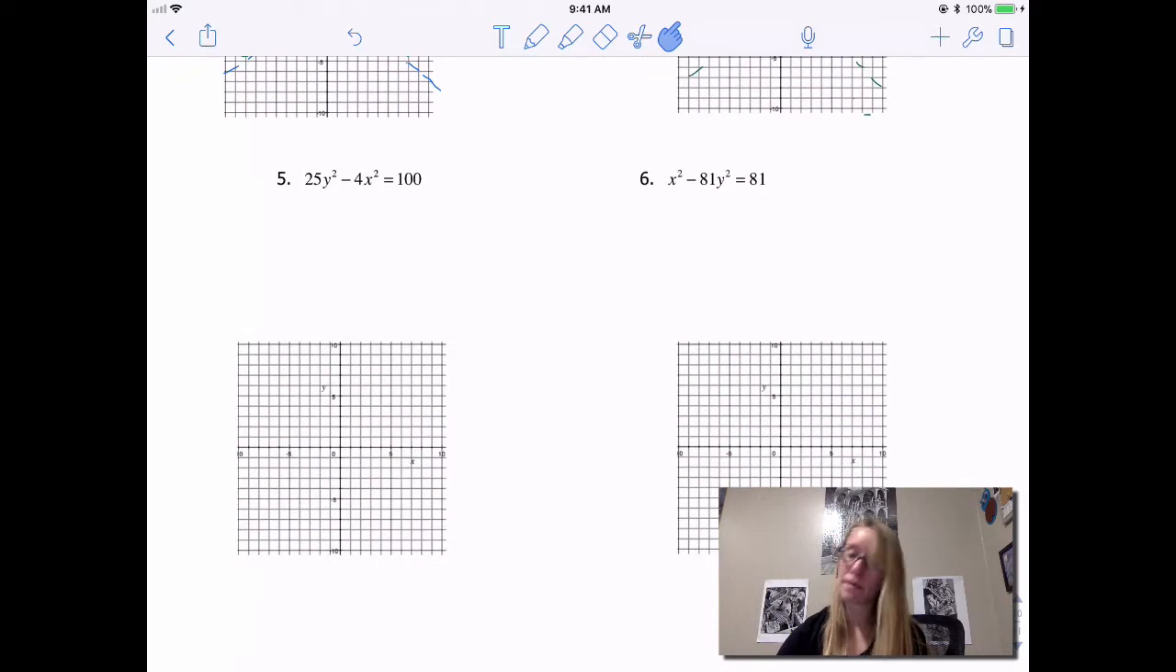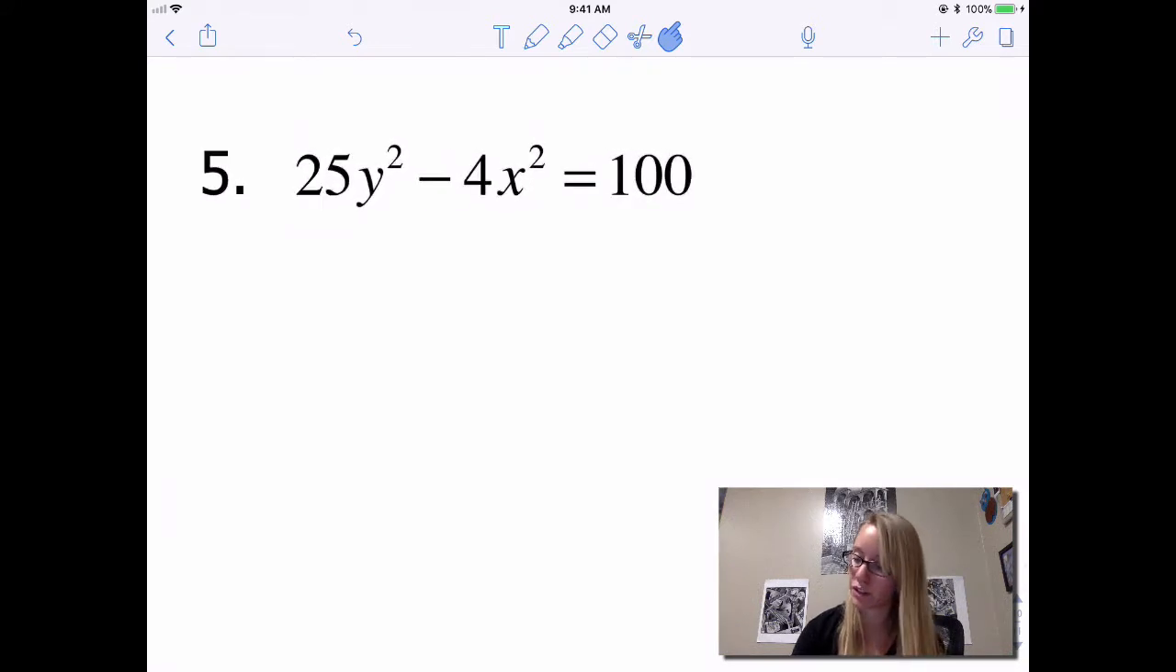So the last two, I would pause the video here, see if you can do these two, and then watch through to the end, make sure that your answers are correct. But otherwise, I'm just going to keep walking through. This has to be a 1, so I'm going to divide by 100.